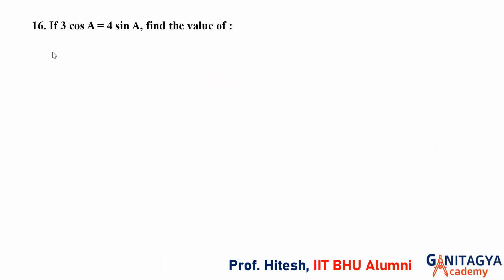So first of all, what is given? The given is 3 cos A is equal to 4 sin A. Let me write it. 3 cos A is equal to 4 sin A. So what we will do? First of all, find out sin A upon cos A. That is 3 upon 4.